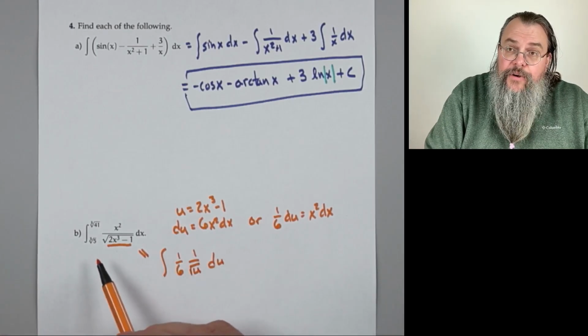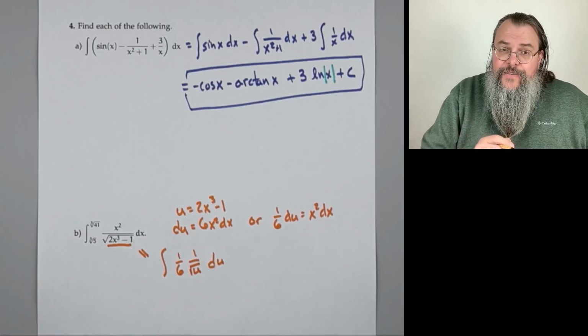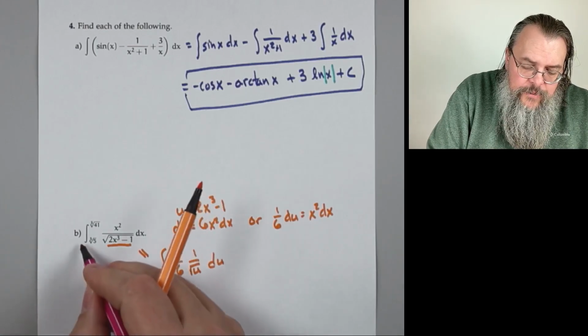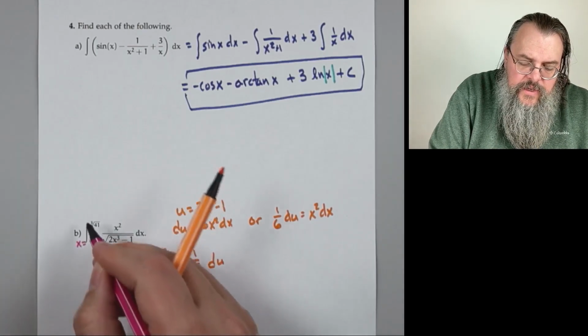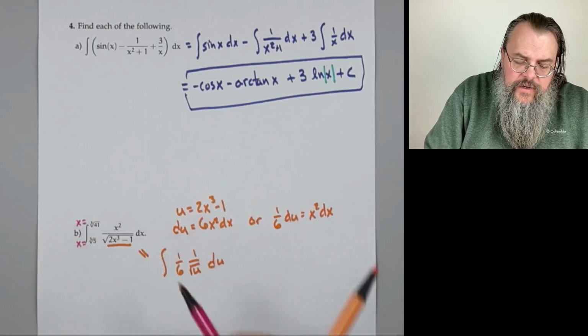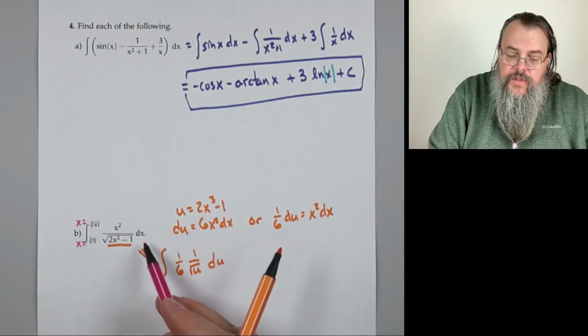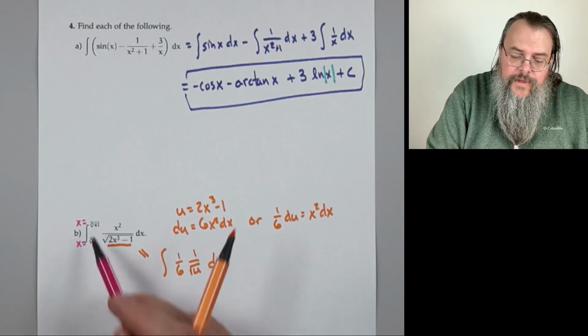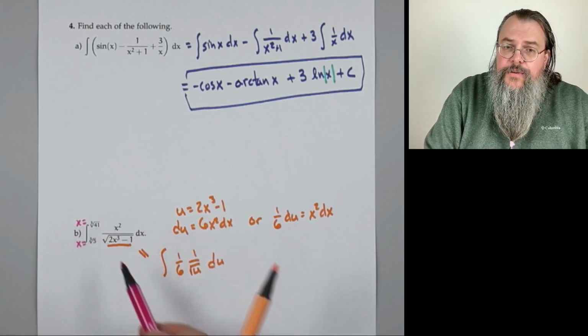And now the bounds. Let's be careful here. We oftentimes don't write this, but we have to remember that these are not just arbitrary numbers. These are tied to our variable. So when we talk about cube root of 5, x equals cube root of 5. Cube root of 41, x equals cube root of 41.